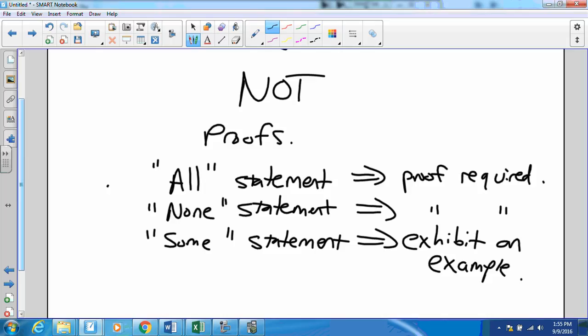So if I say to you, for example, some triangles have right angles, I don't have to prove that statement, I just have to show you a triangle that has a right angle in it. That's it. But if I say all triangles have right angles, then I better be prepared to prove it. As it turns out, I can't because they don't always. And if you said to me all triangles have right angles, and I give you one counterexample, that proves your statement wrong. Does that make sense?